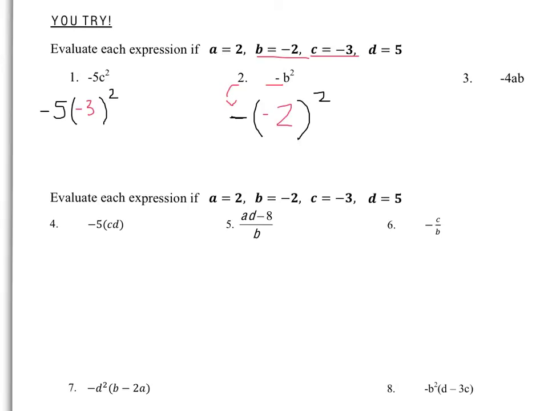This last one, we should have a -4. Remember, when 4 and a touch, that means multiply, so I'm going to put my parentheses. And when a and b touch, that also means multiply. I'm going to put my parentheses. A is 2, and b was -2. All right, go ahead and pause the video again. I want you to evaluate these. When you're ready, press play, and you can see what the answers were.